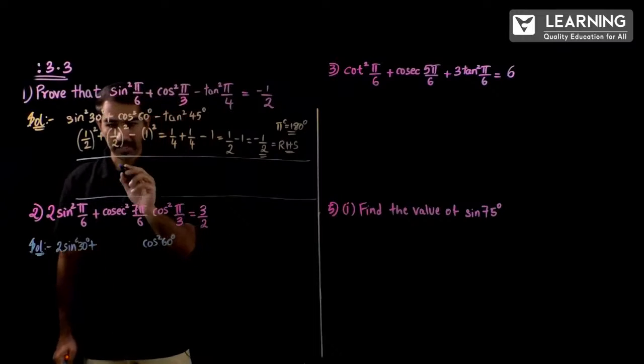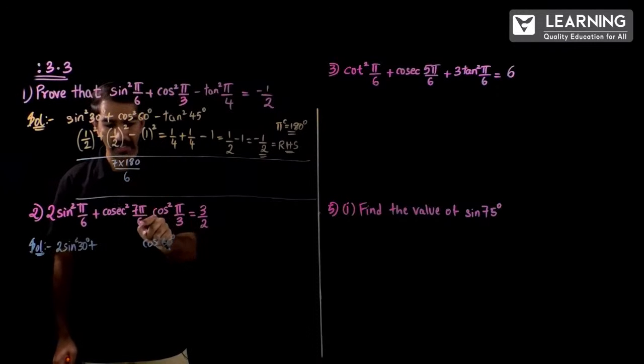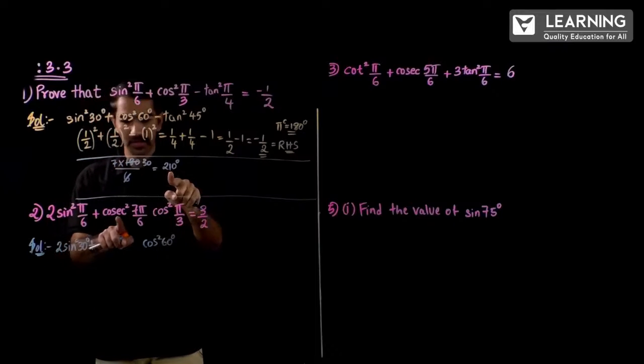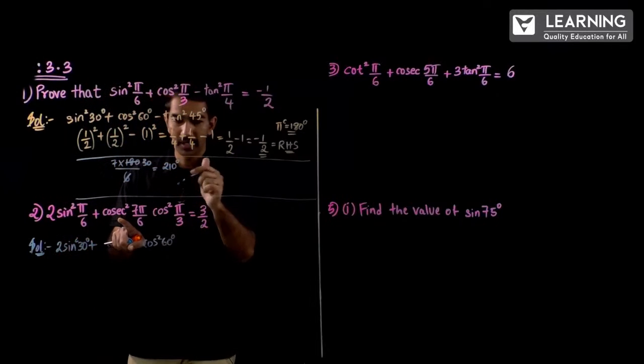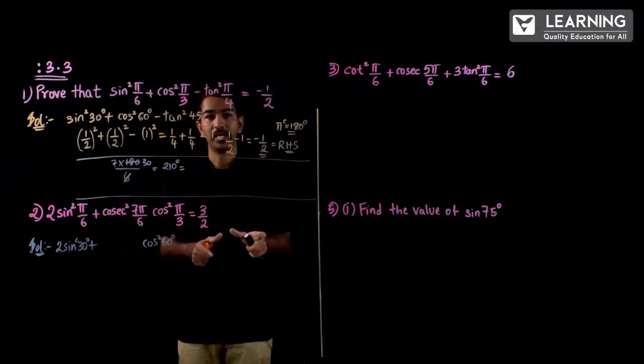Okay, 7 pi by 6, that is nothing but 7 into 180 divided by 6, correct? 7 into 180 divided by 6. 6 ones are 6, 30s are, which is equal to 210 degrees. Which 210 degrees students? Cosecant 210 degrees. Now do you know what is the value of cosecant 210 degrees? Is that present in the table of values?